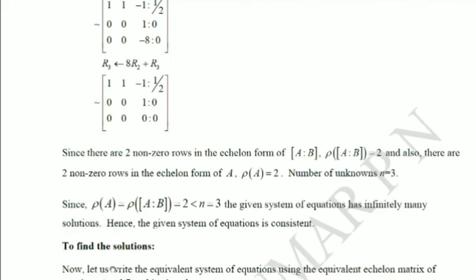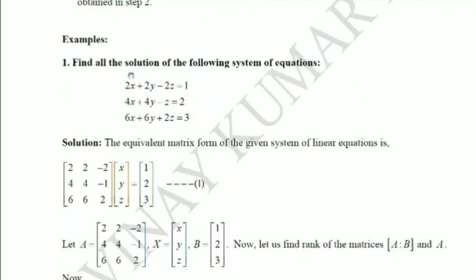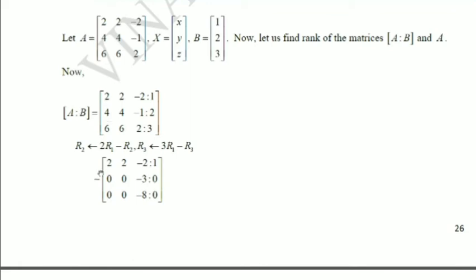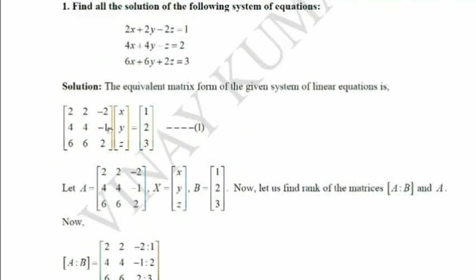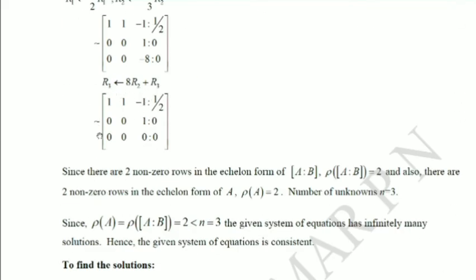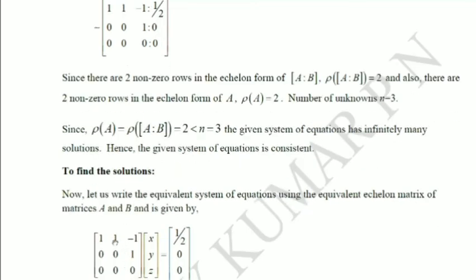Alright, let us find the solution. How? We know that when they have given a system of equations, we have written the equivalent matrix form. So this is your matrix A, this is your matrix B. But we have transformed matrix A and matrix B into equivalent forms. So in this system, you can replace matrix A by its equivalent matrix and matrix B by its equivalent matrix. So this is our equivalent matrix of A: 1, 1, minus 1, 0, 0, 1, 0, 0, 0 multiplied by x, y, z, and the corresponding equivalent matrix for B is 1 by 2, 0, 0.